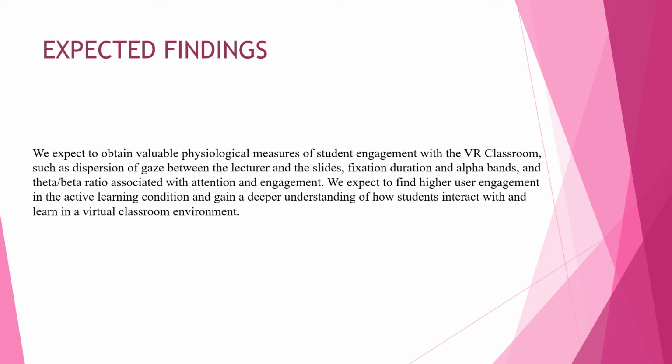The EEG analysis will mainly focus on alpha bands and the theta-beta ratio, both of which have been previously associated with attention and engagement. With regard to eye tracking data, we'll measure fixation duration within predefined regions of interest like the instructor, the slides, different components of the class, etc., and also fixation dispersion. And both these measures have been recently shown to reflect engagement.